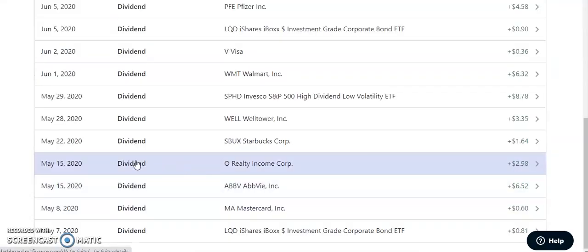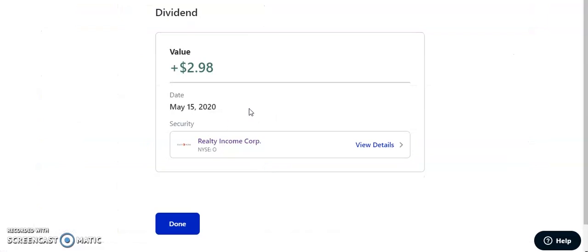Next up, May 15, 2020, we have ticker symbol O, which is Realty Income. So Realty Income is one of my favorite REITs that I own in the portfolio, and I've actually been adding more and more to the portfolio as the price has dropped during this crash, and they paid us out $2.98.